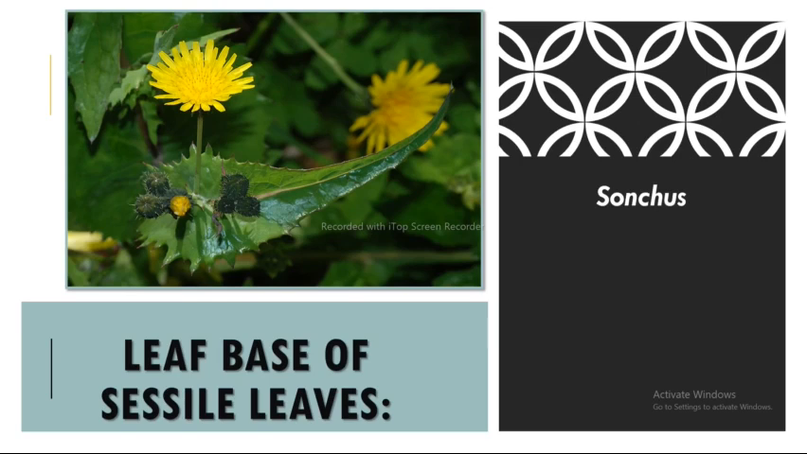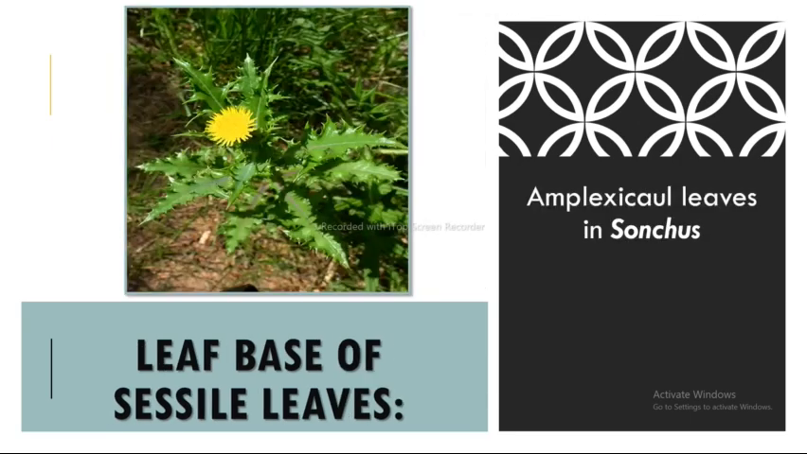Next is the Sonchus, leaf base of the sessile leaves, and this is the Sonchus as shown in the figure. So, amplexicaul leaves in Sonchus. Amplexicaul means the clasping or surrounding the stem as the base of leaf, and the example of these leaves is Sonchus.